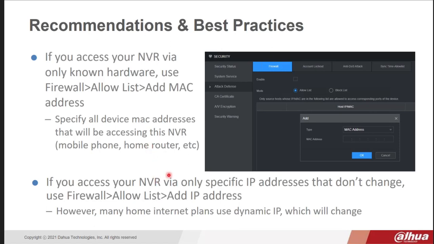Now, a little less practical would be if you access your NVR via only specific IP addresses that don't change. If that's the case, then use firewall, allow list, add IP address. Just note, though, that in a common scenario, you've got a manager that's working from home. Well, his home internet plan probably doesn't include a fixed IP address. It's probably going to be dynamic, which means it'll change after time.